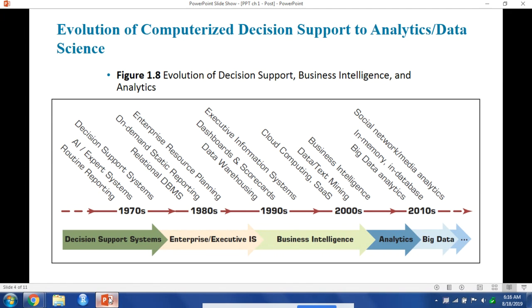As you can see, all the time you spend on social media has helped a lot of companies make more money by picking up trends in your behavior. Hence, we have social network or social media analytics.